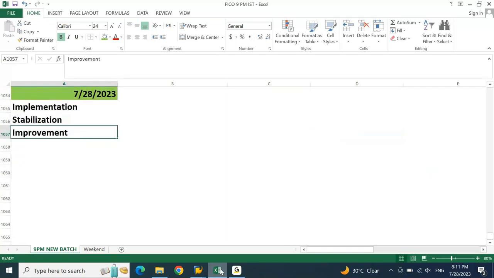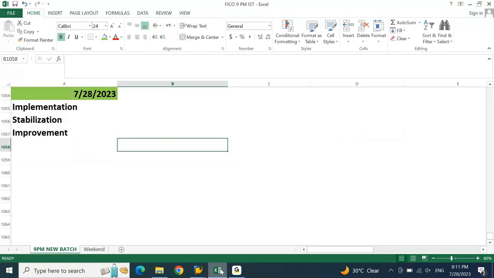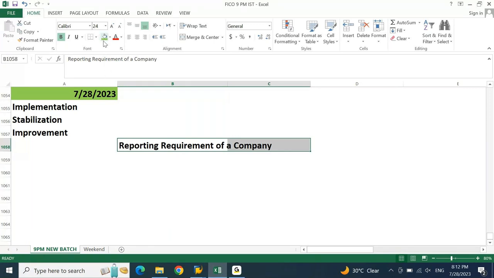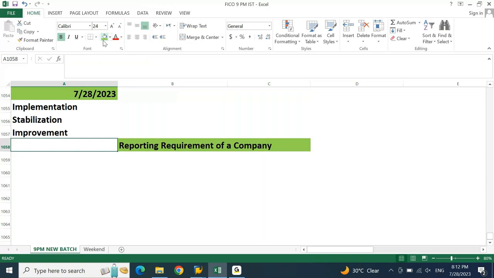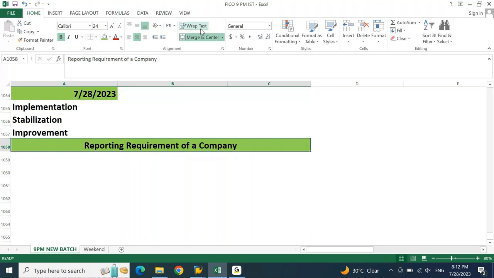Okay. Now let's talk about the reporting requirement of a company. When we talk about the reporting requirement of a company, we need to understand what reports they are going to generate on a daily basis and on a monthly basis. For this, the first thing we need to understand is what company we are working for. Accordingly, we will understand what the reporting requirement is, and how we are going to meet these reports on the standard system.